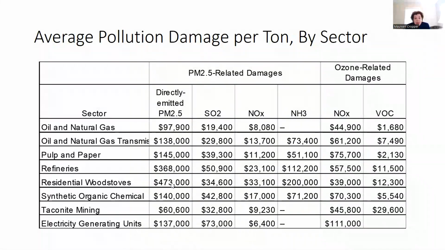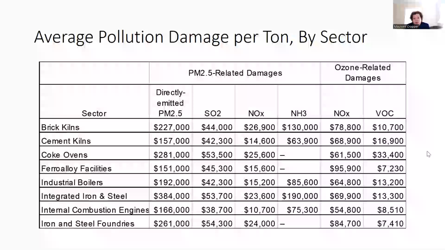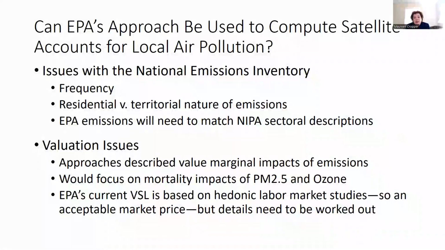So I'm not going to have a chance to go through this. You'll see the slides. Precursors of ozone are also evaluated, and this is done for many different sectors. Okay, so the question is, can EPA's approach, which we just saw very briefly, be used to compute satellite accounts for local air pollution?